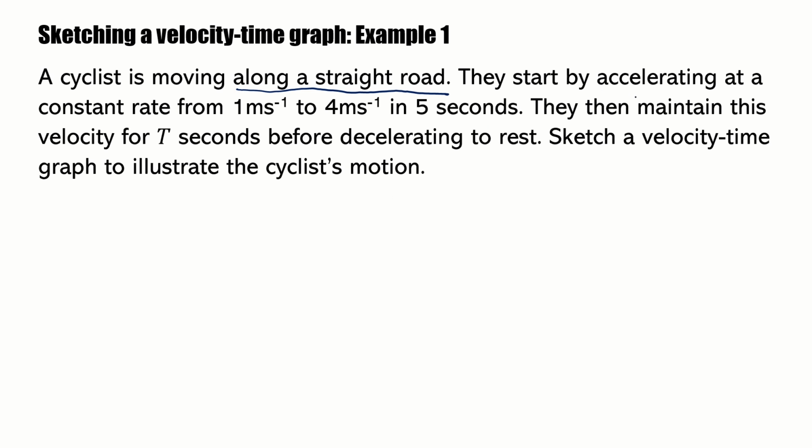Then it mentions they start by accelerating at a constant rate from 1 meters per second to 4 meters per second. Those are velocities, it's worth mentioning, although it says acceleration before that. The 1 meters per second and 4 meters per second are referring to velocities, and it tells us it does that in 5 seconds. So actually, we already have some information we can put on a velocity time graph. So let's start drawing that.